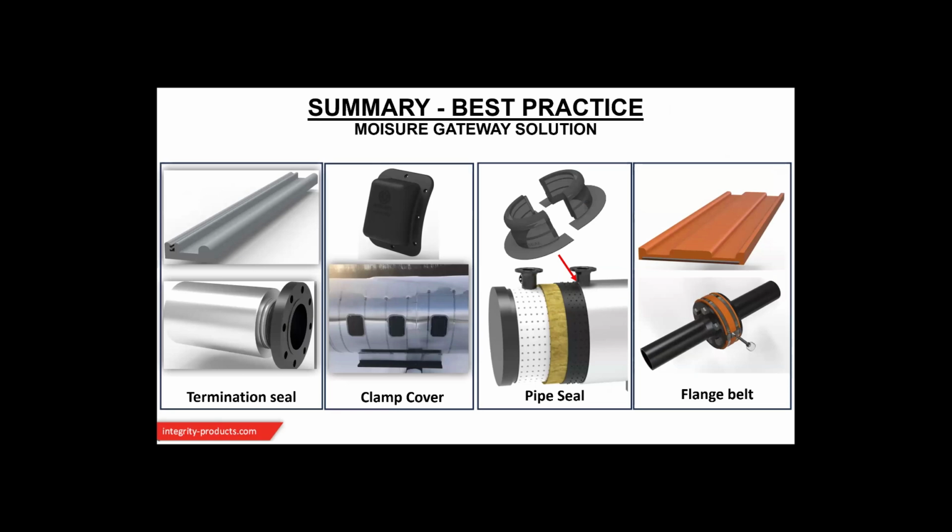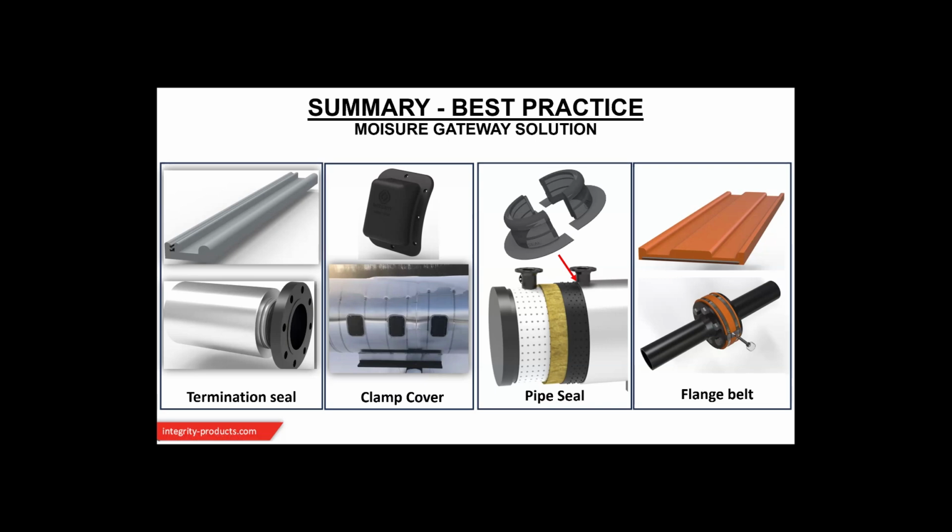And speaking about other moisture gateways, as I pointed out in the previous slides, the portions where insulation terminates are points of moisture infiltration. Grinnell clamps, the nozzles, and the flange openings are all points of moisture ingress. So we have different hardware to address that. Termination seal is a flexible seal that goes around the pipe to keep the end cap in place and give a perfect seal. The clamp covers go on the Grinnell clamps to give a perfect seal.